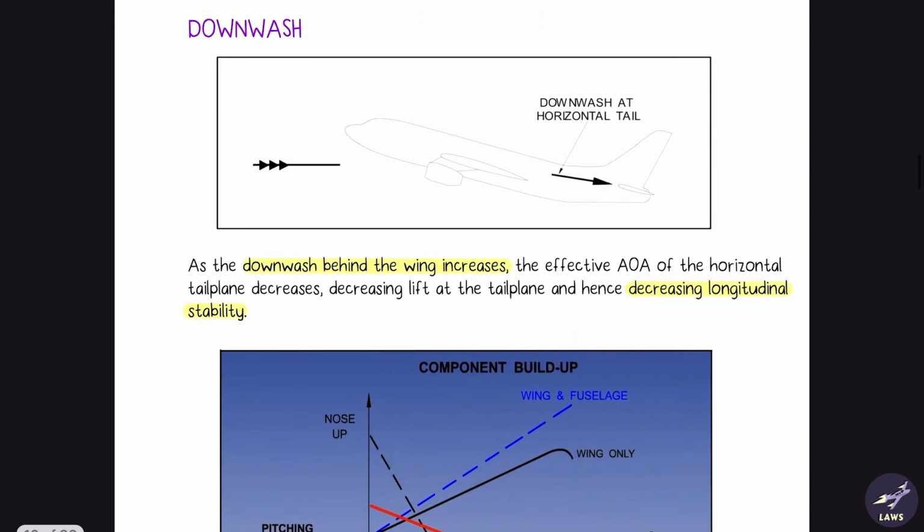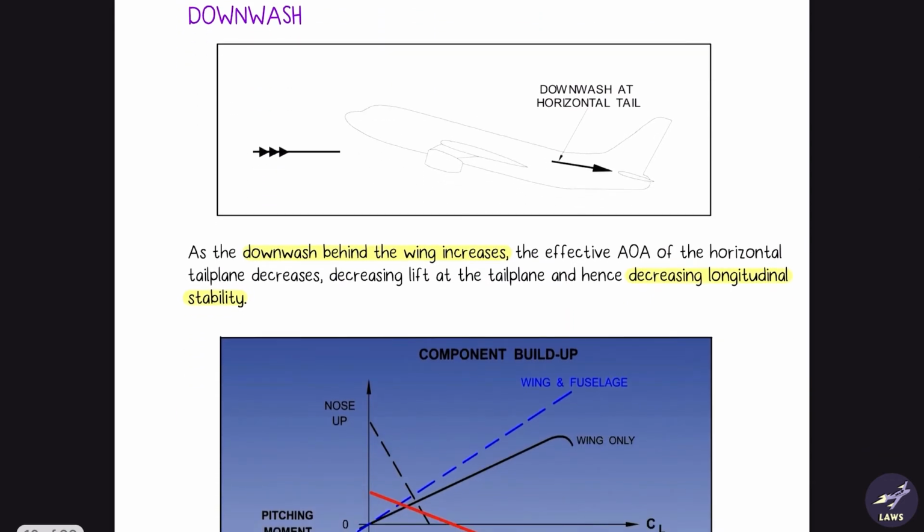Next is downwash. As we know, when downwash increases, the effective angle of attack reduces, thereby reducing the lift at the tail. Because this lift is reducing at the tail, you will get a lesser stabilizing moment, hence decreasing the longitudinal stability.